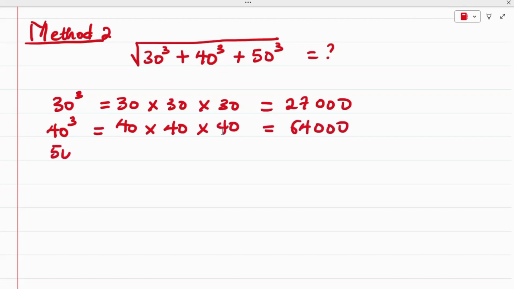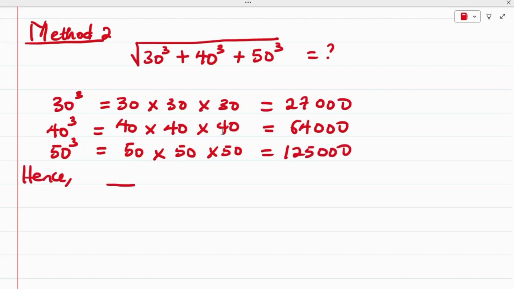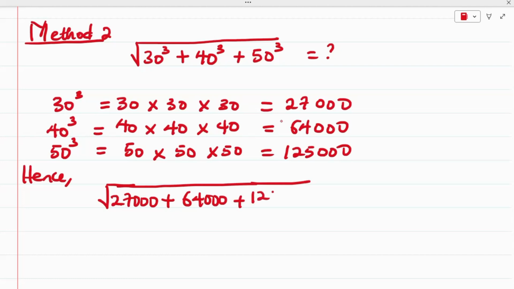And we have 50 raised to the power of 3, and this can be expressed as 50 multiplied by 50 multiplied by 50, and this is equal to 125,000. So hence, if we apply this, we have the square root of 27,000 plus 64,000 plus 125,000. So this becomes the square root of, if we add all of this together, we're going to have 216,000. So this becomes the square root of, now we can easily express this as 216 multiply 1000.